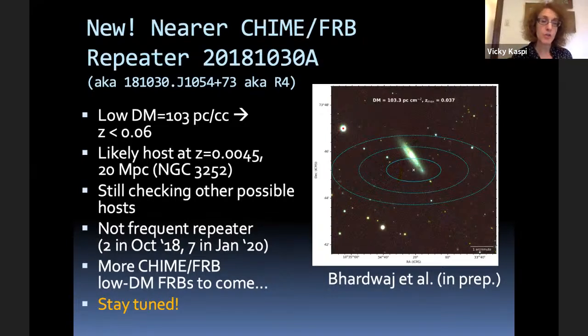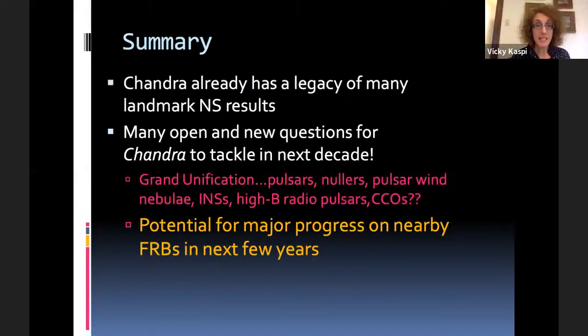But I can tell you CHIME FRB has a lot more low DM FRBs to come. And we're hoping that we'll be able to identify more really nearby galaxies to be able to do X-ray follow-up on. So in summary, Chandra already has quite a legacy of landmark neutron star results, but there's many open and new questions for Chandra to tackle in the next decade, particularly with an eye toward time domain science.